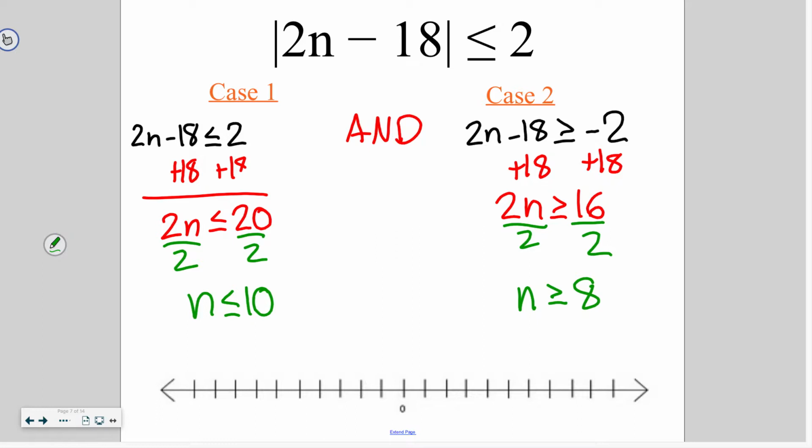Now, remember, this is an AND statement. So when I graph my two inequalities, I'm going to have a closed circle at 10 and a closed circle at 8. We want it to be less than 10 and bigger than 8. So we are only concerned about that overlap area. So our final solution for this AND case is only between those 2 points.